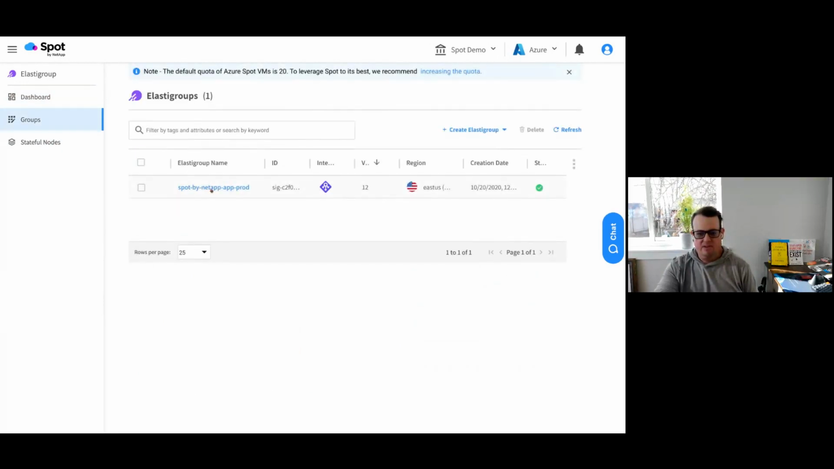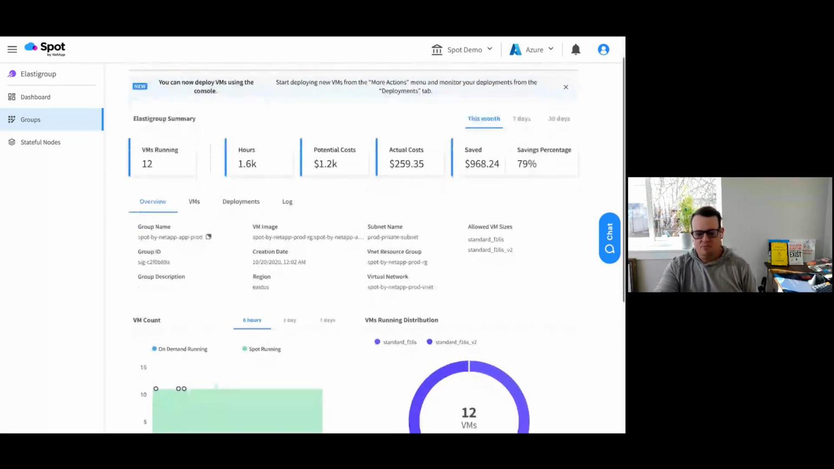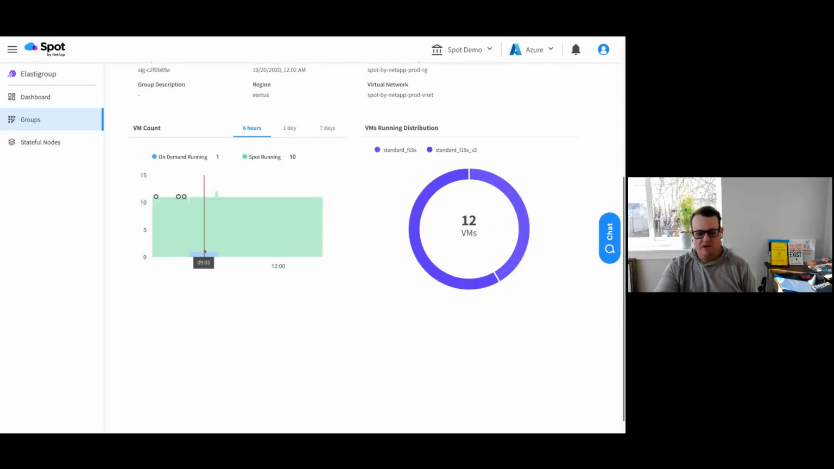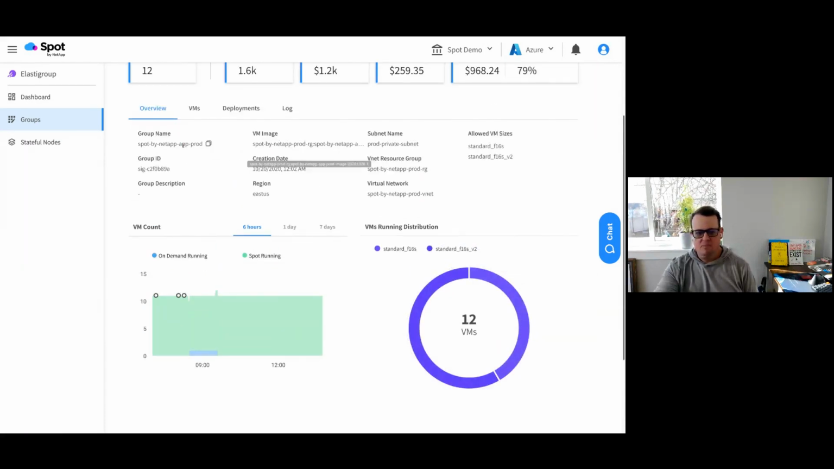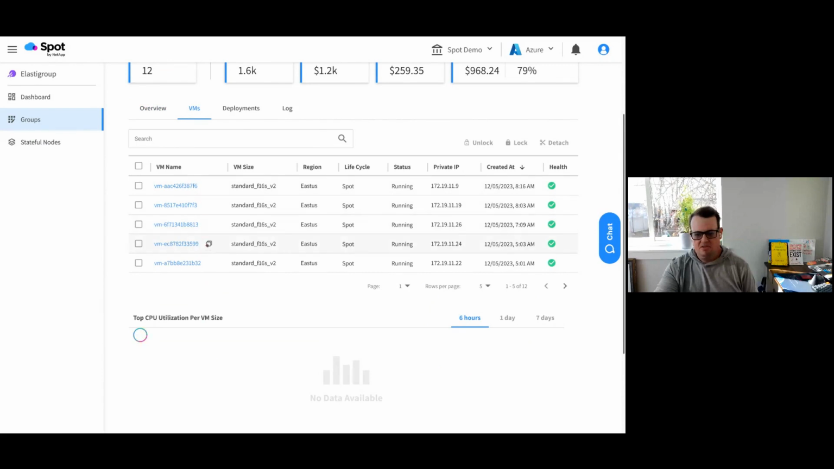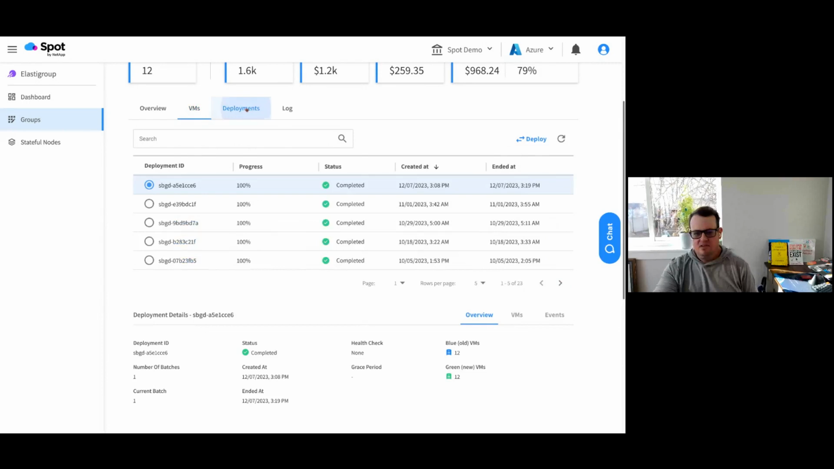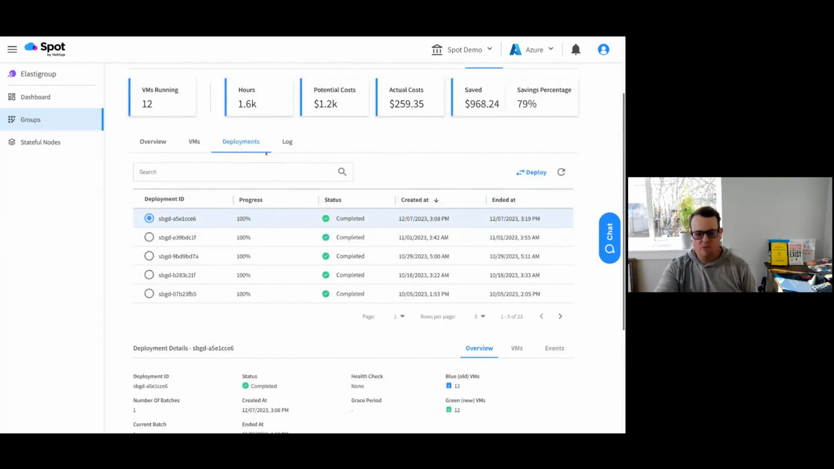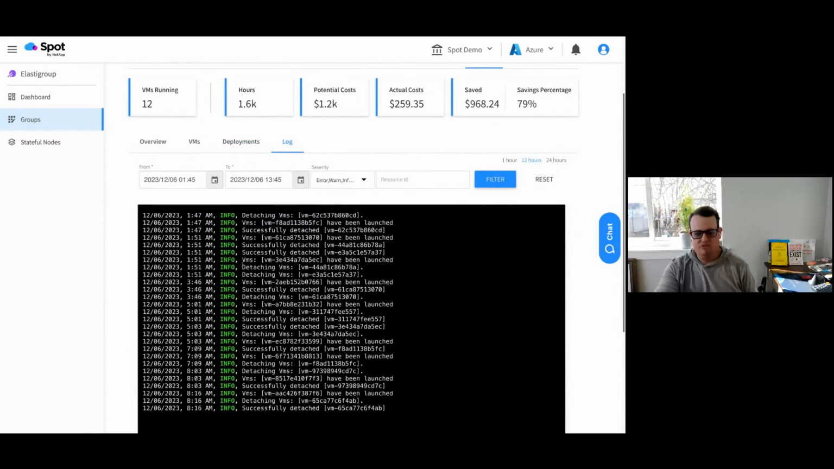And you can see here, we can go into the details of the Elastic group. We can see what's running on demand. You can see most of it's been Spot. We've had one Spot running instance, and we've got 10. And you can see which ones we're using. We can break it out by the virtual machines, where they're running, what their health is, what our deployment cycle looks like. This allows us to see who are the blue VMs and the green VMs, how that rollout went, and then we give you a detailed log that shows you how we're detaching and attaching these VMs.